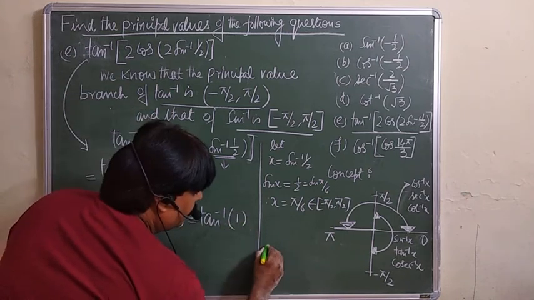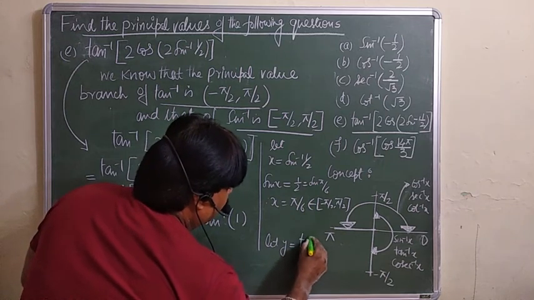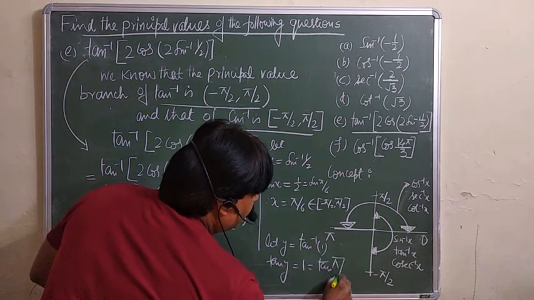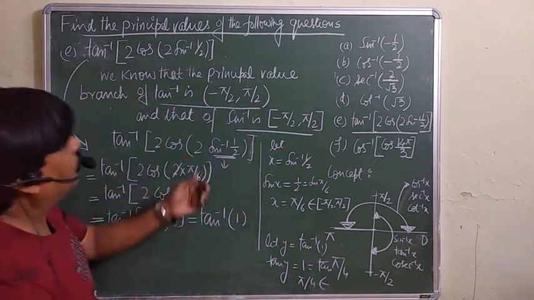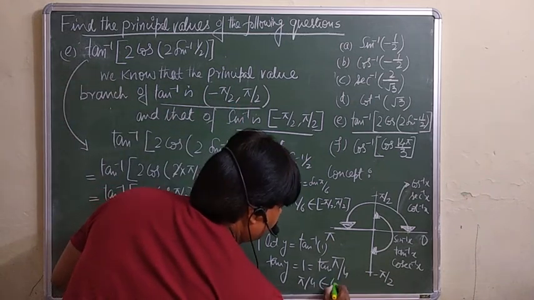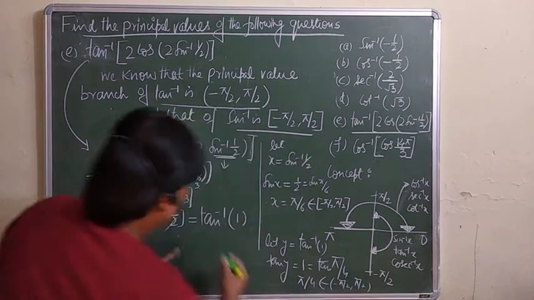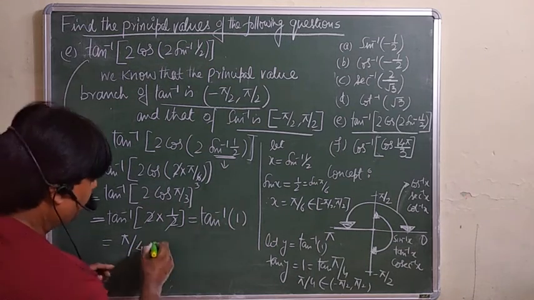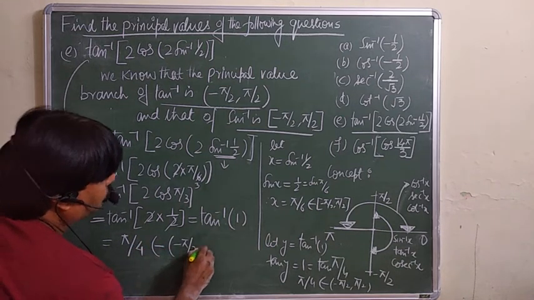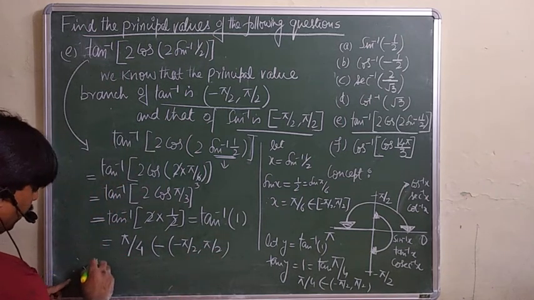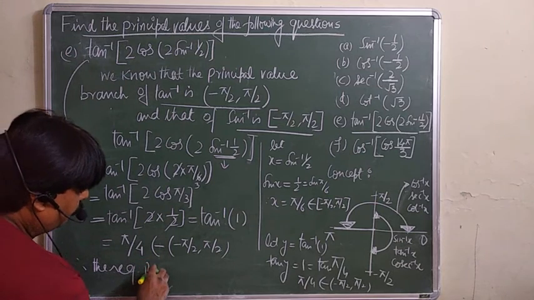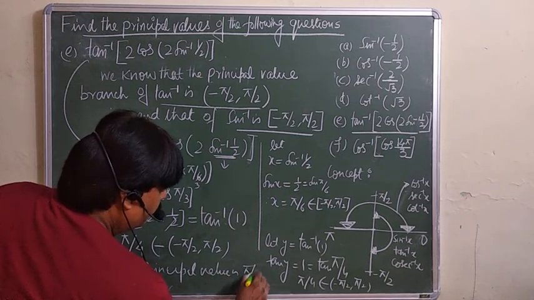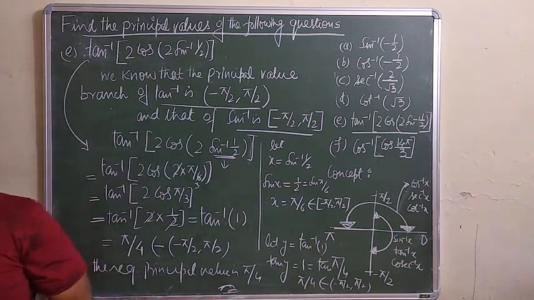Again same thing here. Let y is equal to tan inverse 1. So tan y is equal to 1, and this is the value of tan pi by 4. And this pi by 4 already belongs to the interval minus pi by 2 to plus pi by 2. So therefore the required principal value is pi by 4, and this is your answer. Have a look.